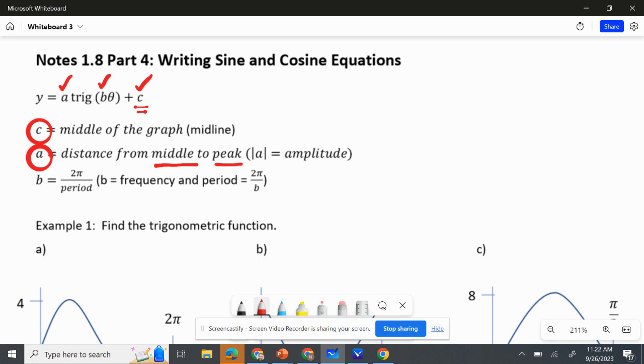And the last thing I do is find my B value. And how I find my B value is the frequency, and it's 2 pi over the period. Why that works is because we already learned that the period is equal to 2 pi over B. So if we solve for B, we multiply each side by B, the B's cancel. Then in order to get the B by itself, we divide each side by the period. So we get 2 pi over the period.